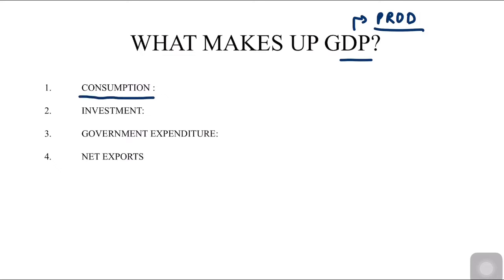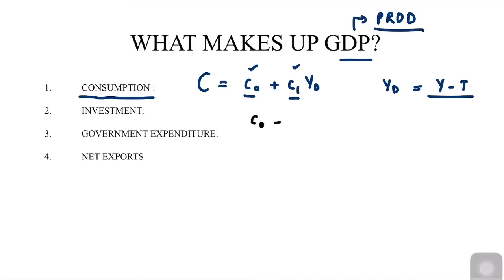Now, consumption are the goods and services that are purchased by the consumers. In macroeconomics, it's denoted by the capital letter C, and the equation of consumption is written as C0 plus C1 YD, where YD stands for the disposable income, that is your income minus the taxes that you pay to the government. And the other two things in the equation, C0 and C1, are the autonomous consumption and marginal propensity to consume respectively.